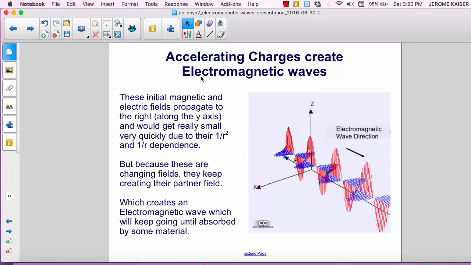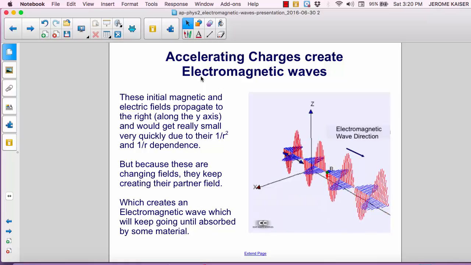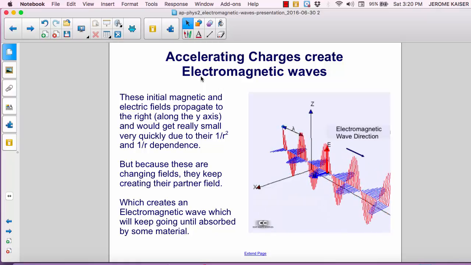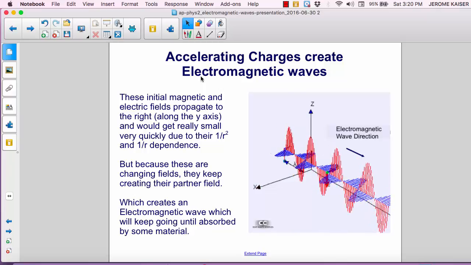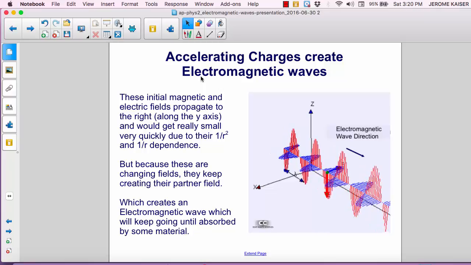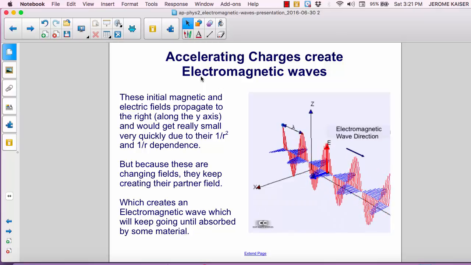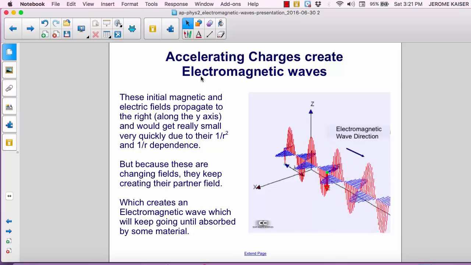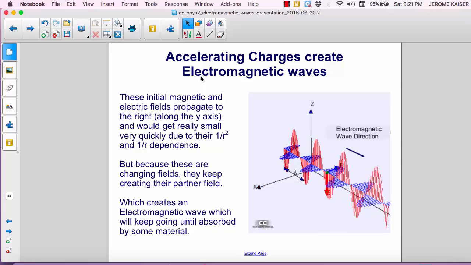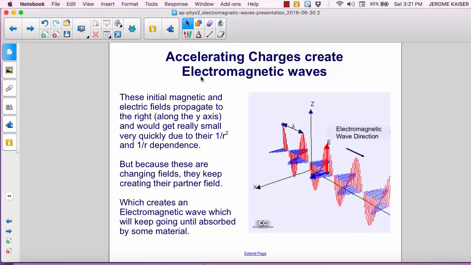These initial magnetic and electric fields propagate to the right along the y-axis and would get really small very quickly due to their 1 over r squared and 1 over r dependencies. But because these are changing fields, they keep creating their partner field, which creates an electromagnetic wave which doesn't diminish. It will just keep going until it's absorbed by some material.